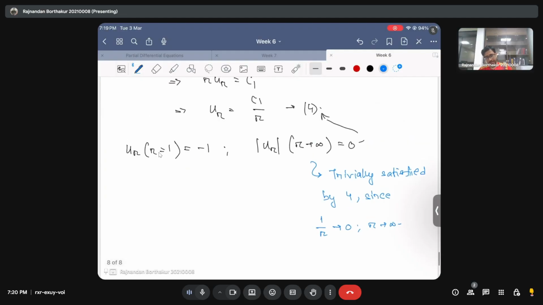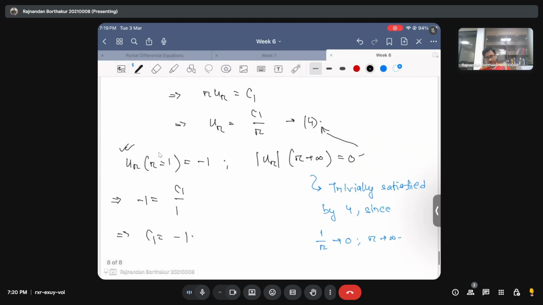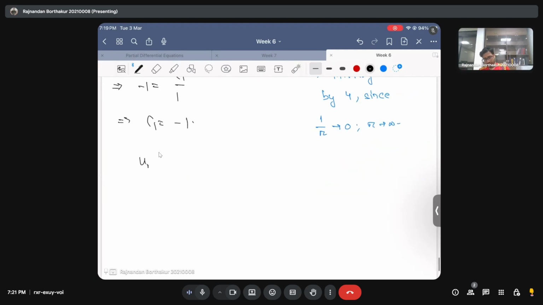Okay, which means I just require to use this boundary condition in order to evaluate C1. And if we use this, what do we get? So we get -1 is equal to C1 by 1. And this implies that my C1 is just going to be equal to -1. So which means that my radial velocity field is just -1 by R. That's it. That's my radial velocity field that we get from the continuity equation.